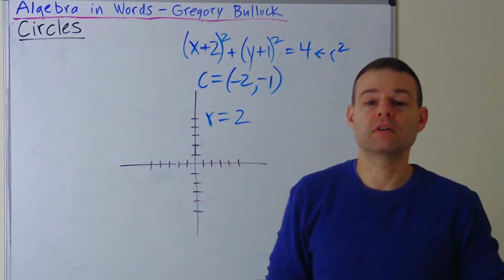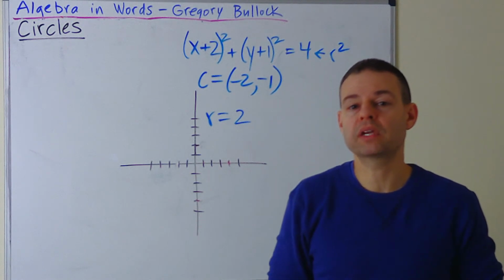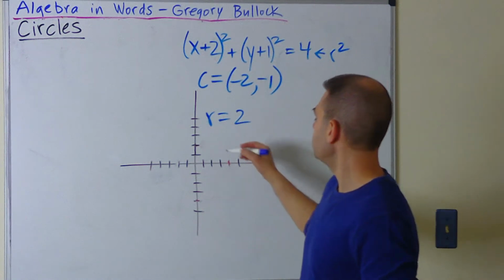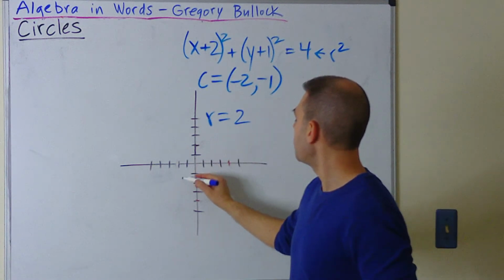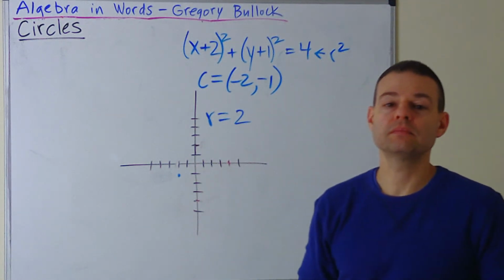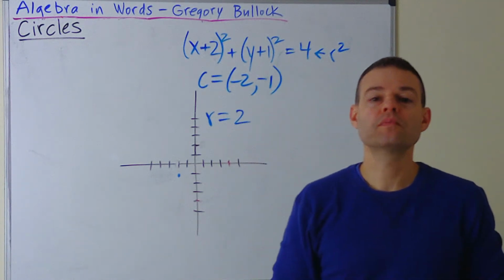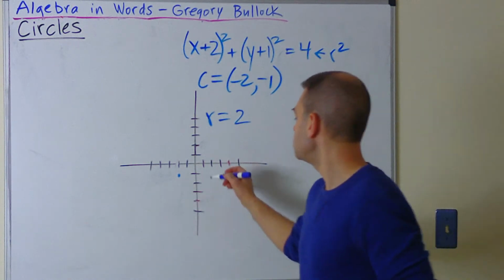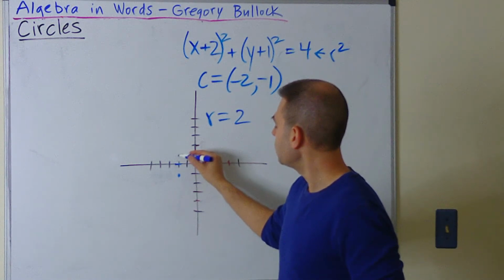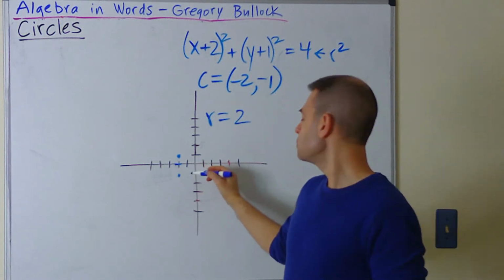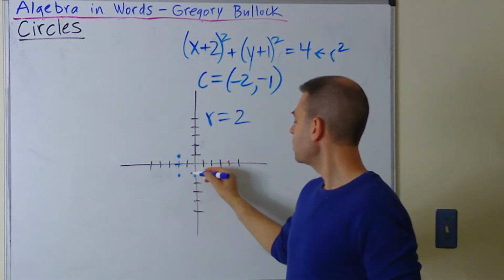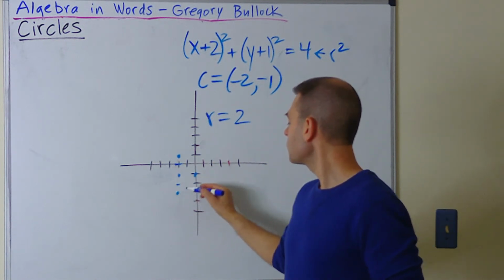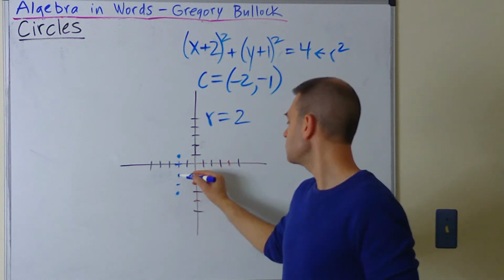And now that we have the vertex and the radius, now we can plot it. So let's start by plotting the vertex. That's going to be -2 and -1. So that would be here. And we know the radius is 2, so starting at the center, we're going to go 2 units up, that would be here. Back to the center, 2 units to the right, back to the center, 2 units down, and back to the center, 2 units left.